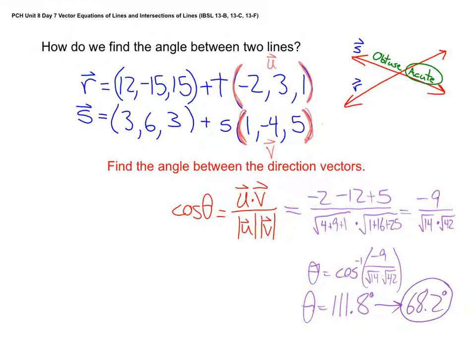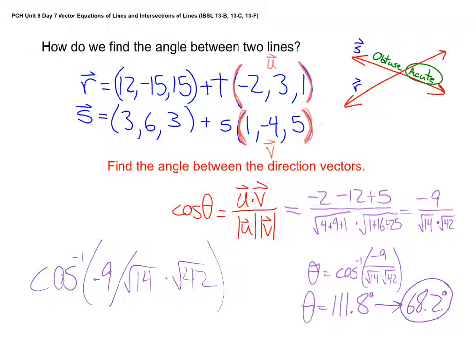Listen, one of the reasons why you guys need to be practicing doing this on your calculator is this is a really easy one to mess up when you're typing it in. Because you can get an error. Some of you might plug it in like this: cosine inverse, negative 9 divided by square root of 14 times square root of 42. What's wrong with that? Why is that going to give you an error? Because it's going to divide negative 9 by root 14 and multiply it by root 42 instead of dividing by root 42.